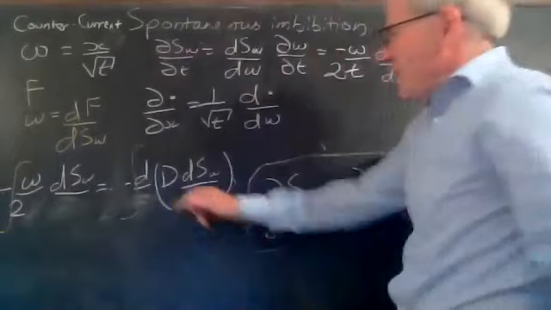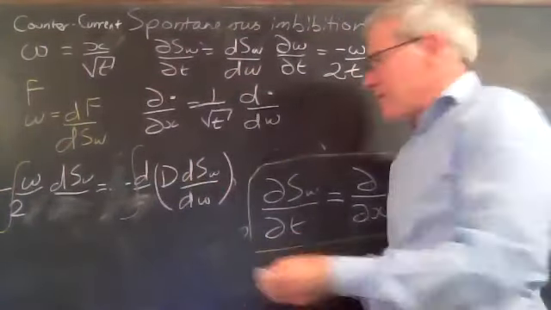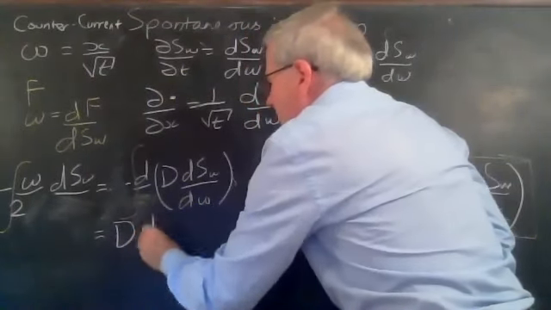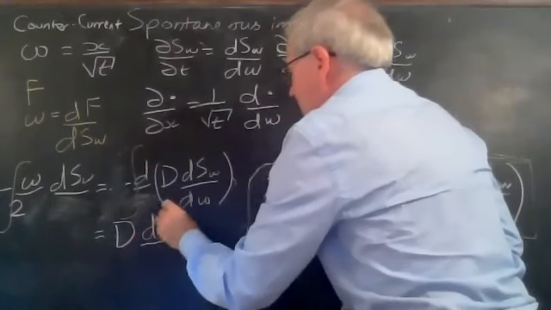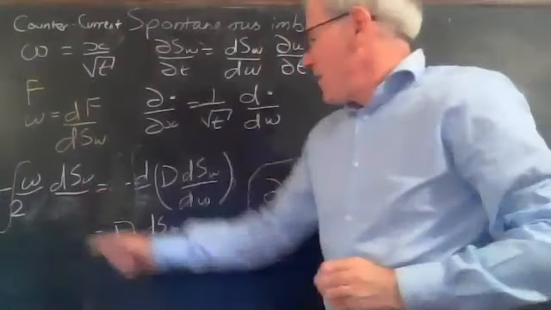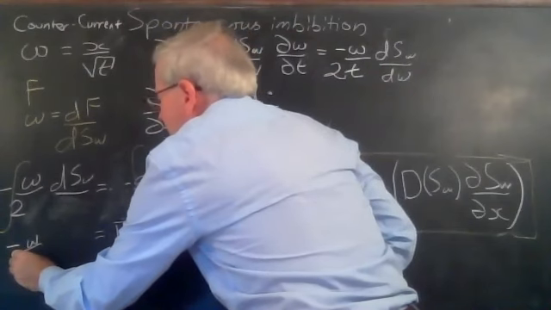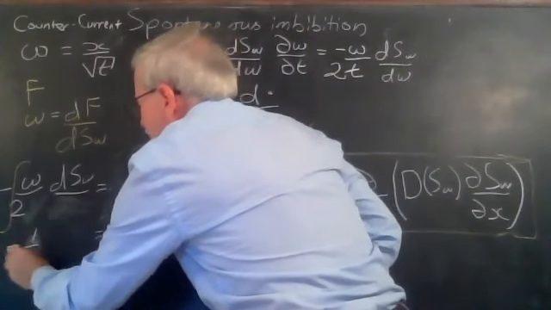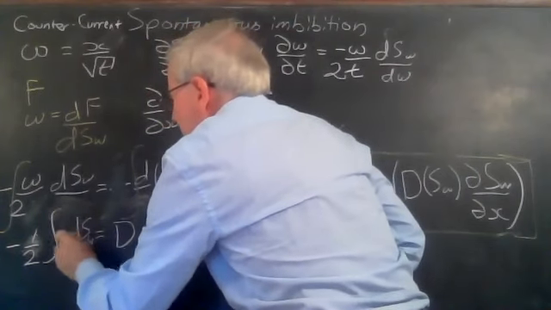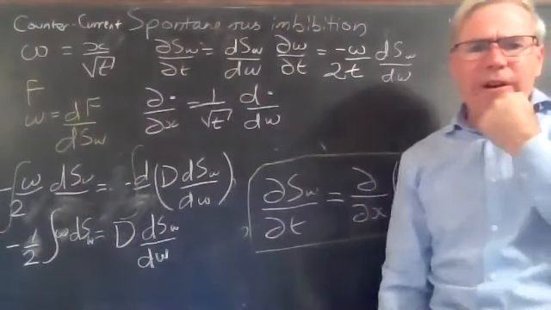Well, this is the integral of d, so this just becomes the thing itself. So this is just d dsw by d omega. Okay, that was easy. And this now becomes minus a half the integral of omega dsw. Sorry, I haven't written the omega formula. Okay, that's fine.